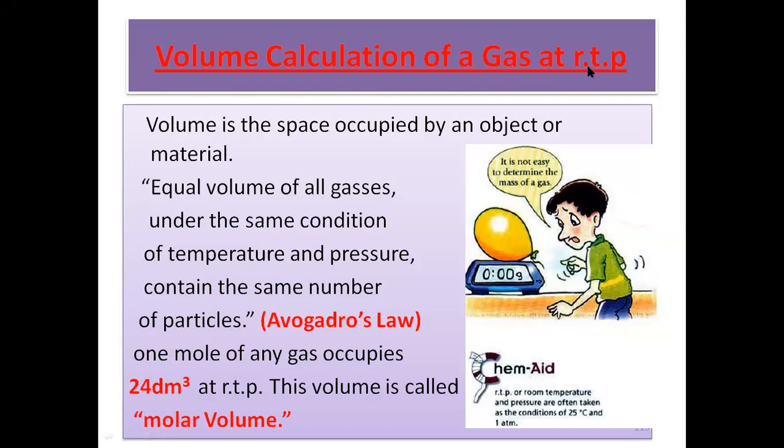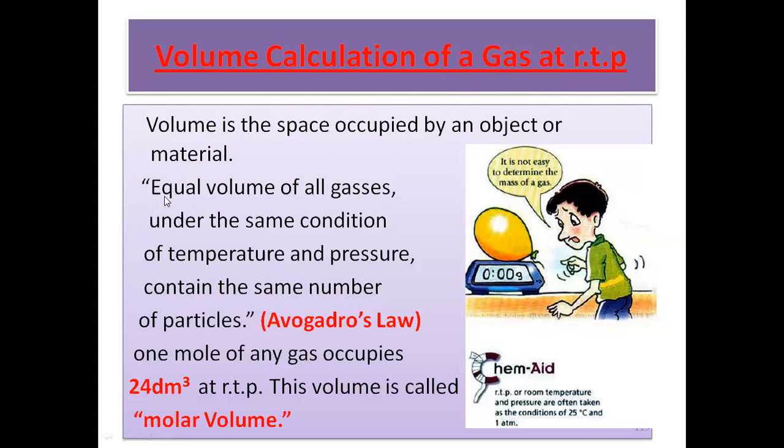Volume calculation of a gas at RTP. RTP means room temperature and pressure. Room temperature is 25 degrees Celsius and room pressure is considered to be 1 atmosphere, 1 atm. If we define volume, volume is the space occupied by an object or material.